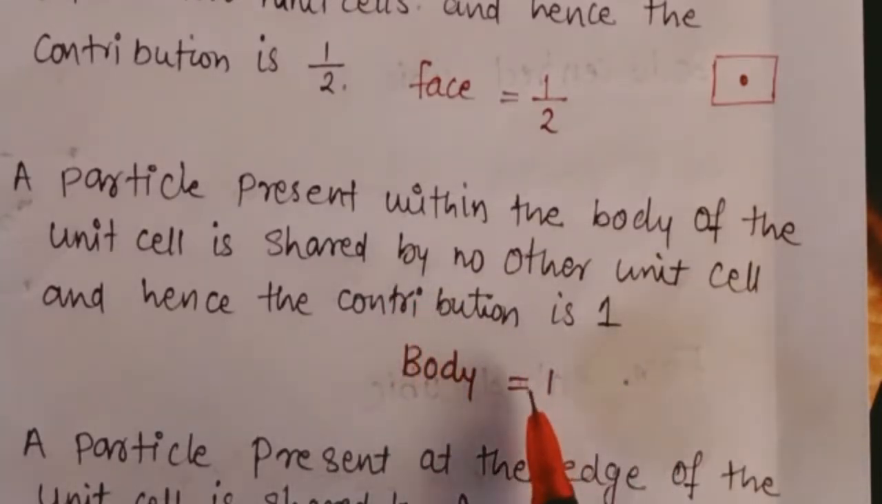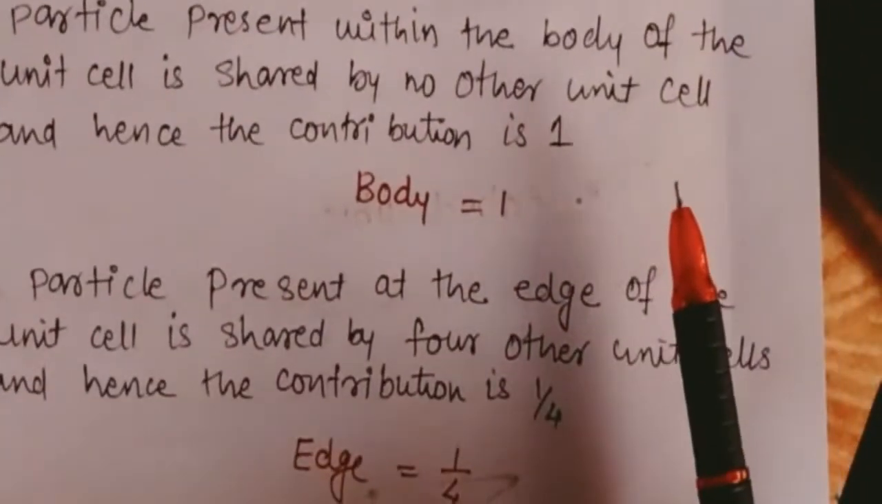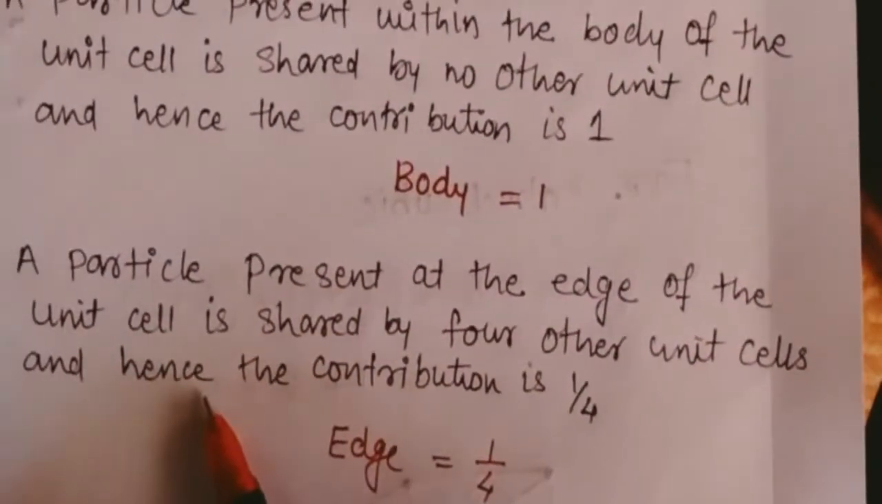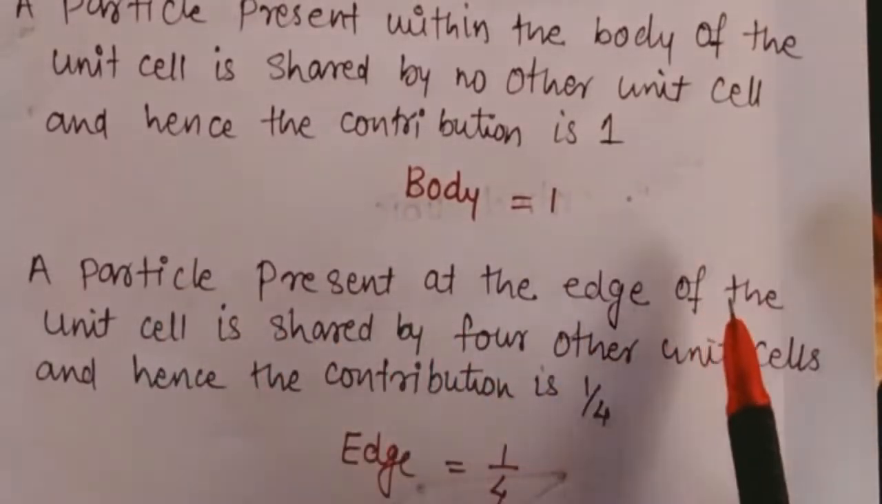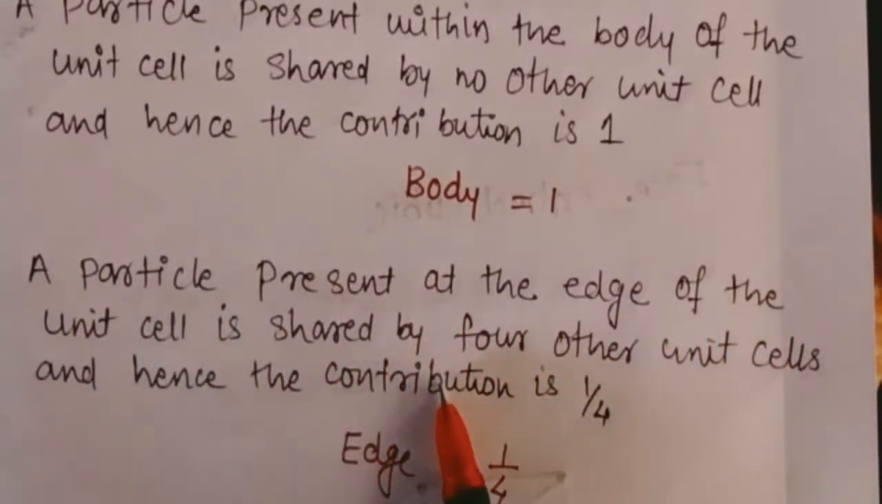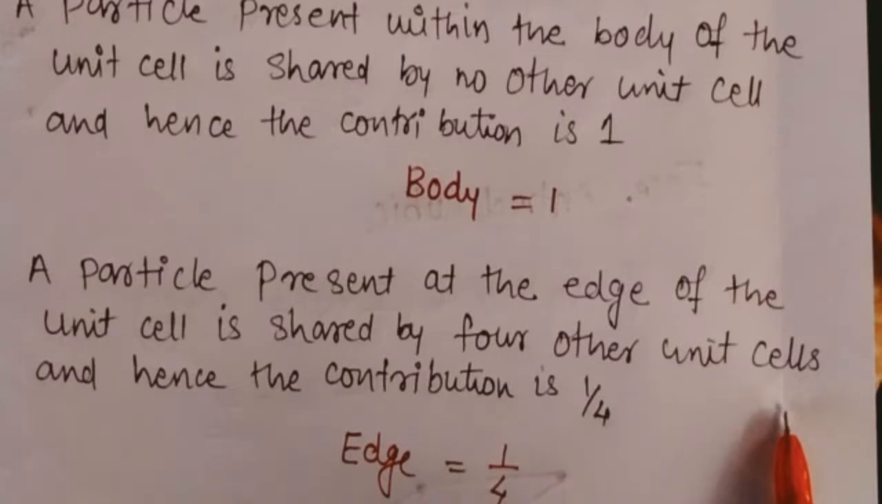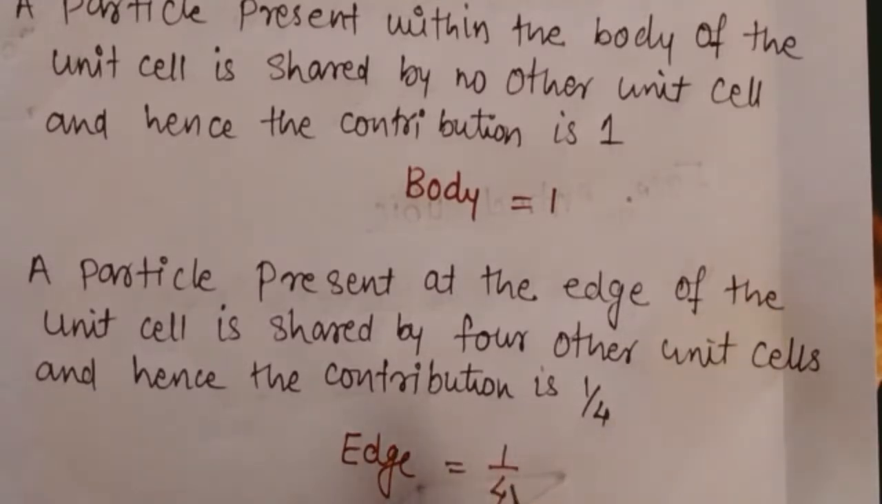That's why its contribution is 1. So in the body it is 1. The next one is a particle present at the edge of the unit cell. It is shared by 4 other unit cells, and hence its contribution is 1 by 4. So if a particle is present at the edge, it is contributed to 4 other unit cells, so its contribution to 1 unit cell is 1 by 4.